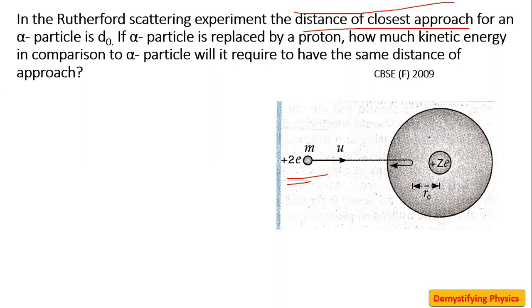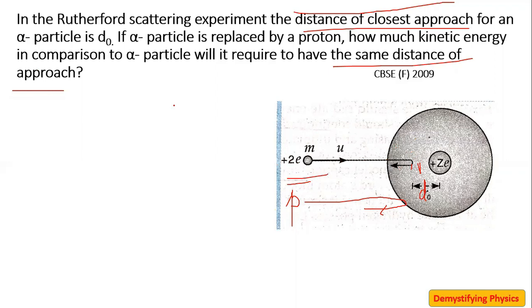यहाँ पे हमें d0 दिया हुआ, तो हम इसे भी d0 ही कंसीडर कर लेते हैं। Now the thing is that alpha is replaced by proton, तो kinetic energy में क्या change हुआ है? Provided distance of approach same है। मतलब आपने एक बार alpha particle दिया यहाँ पे, alpha particle आया, वो d0 distance से went back, मतलब उसका distance of closest approach d0 रहा। और फिर एक बार आपने proton send किया, वो भी आया और ये भी d0 distance से वापस आ गया। इसी पोजीशन पे आया and it went back.